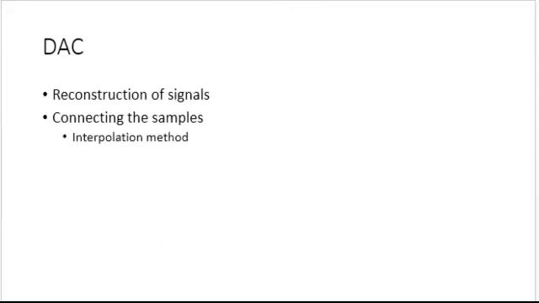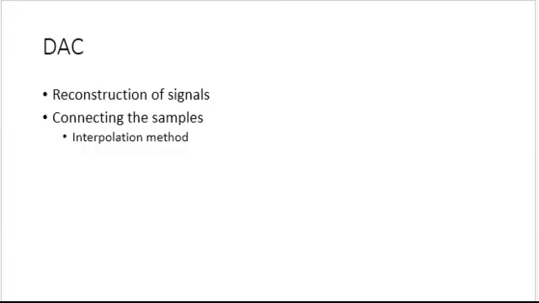Now we will see digital to analog conversion. In the previous case, we saw analog to digital conversion, where we have the processes of sampling, quantization, and coding. Digital to analog conversion is basically the reconstruction of the signal. In ADC, you took the analog signal and converted it into a discrete time or digital signal, but here you have the digital signal and you have to convert it back to an analog signal.